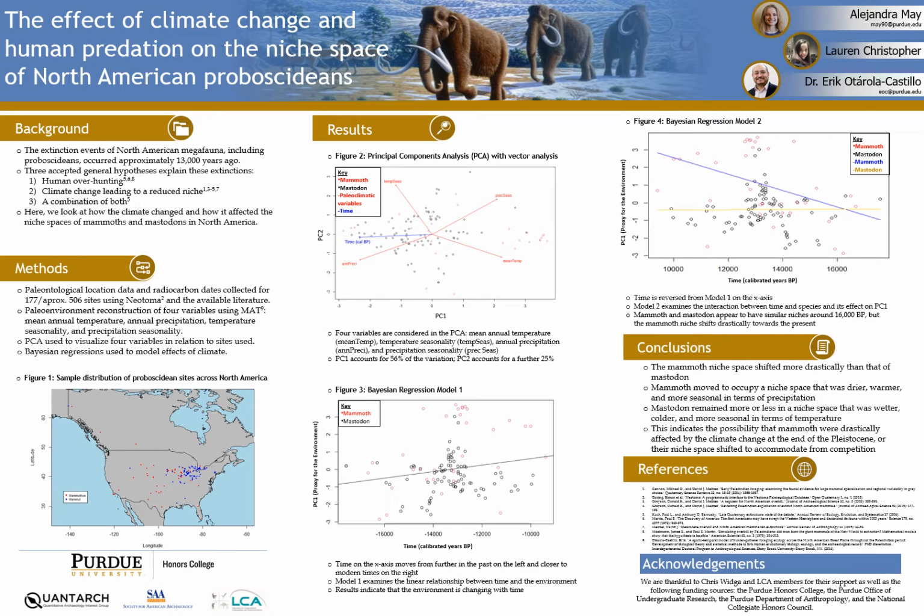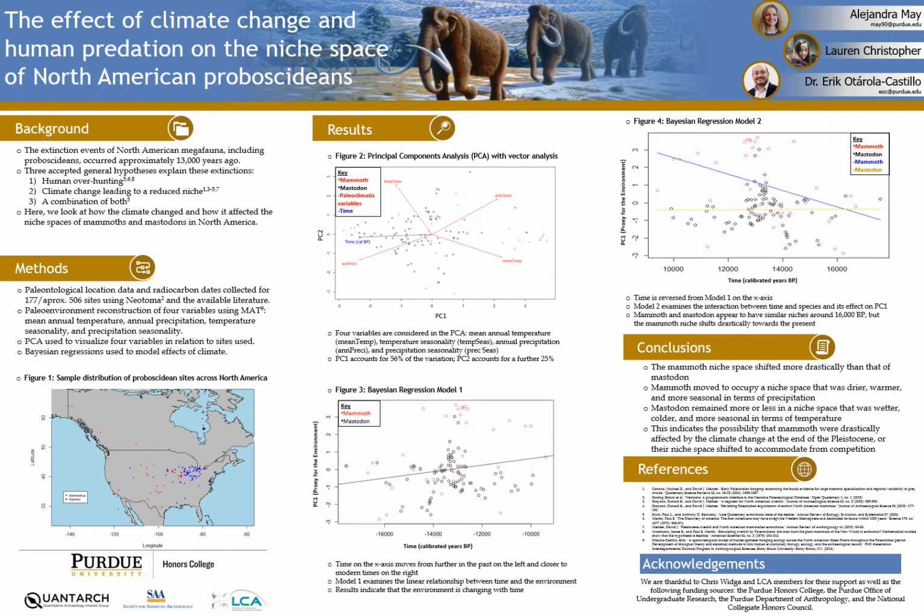In North America, mammoths and mastodons are the most well-studied extinct genus from the end of the Pleistocene. Over the last few decades, various hypotheses have emerged to explain their extinction, but three main hypotheses have risen to prominence: overkill, climate change, and a combination of both.